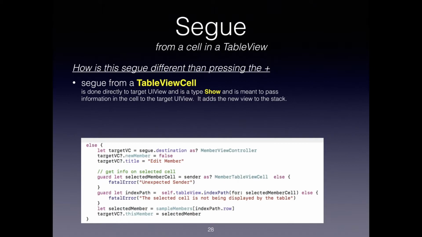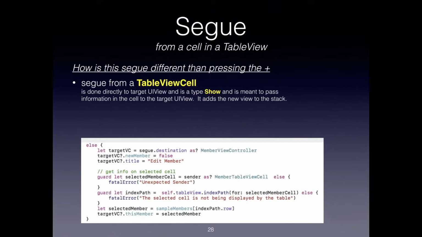And here it's somewhat similar. The target destination for you now is the actual view, and the new member property of the member view is set to false, and the name of the title is now edit member.